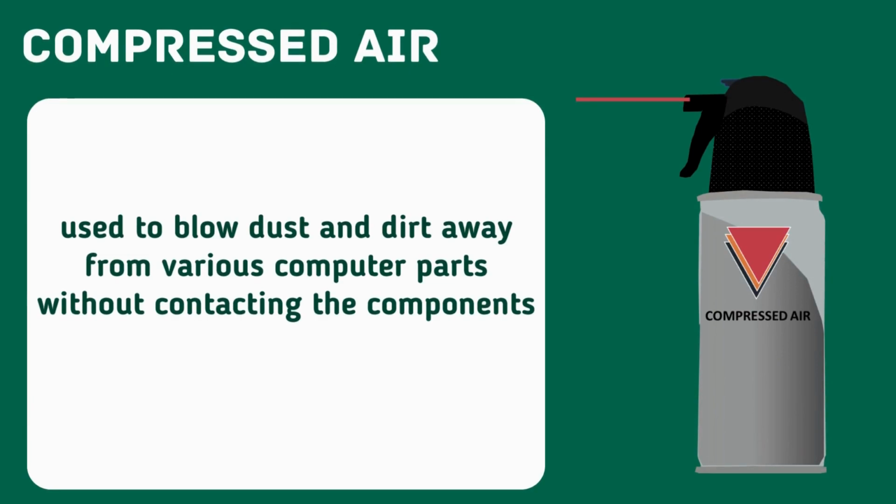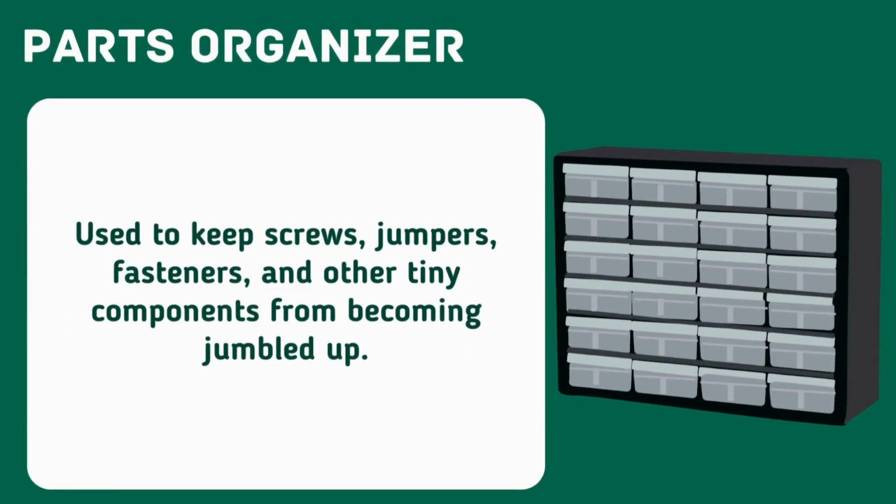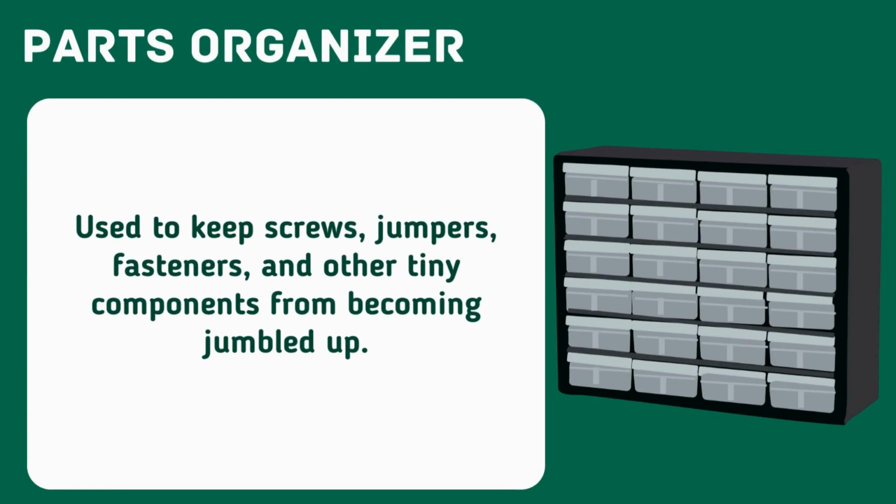Compressed air, used to blow dust and dirt away from various computer parts without contacting the components. Cable ties, used to neatly bundle cables inside and outside of a computer. Parts organizer, used to keep screws, jumpers, fasteners, and other tiny components from becoming jumbled up.